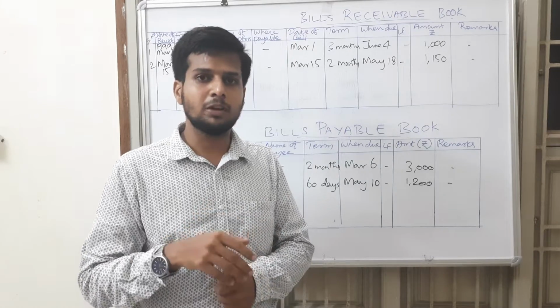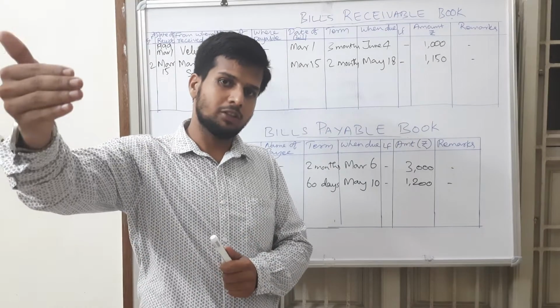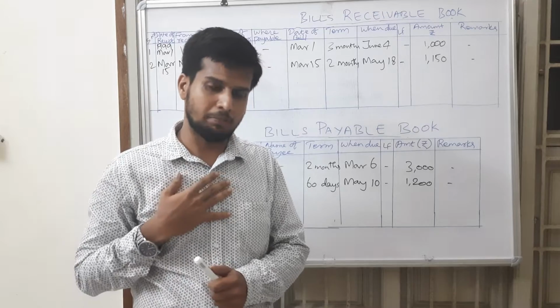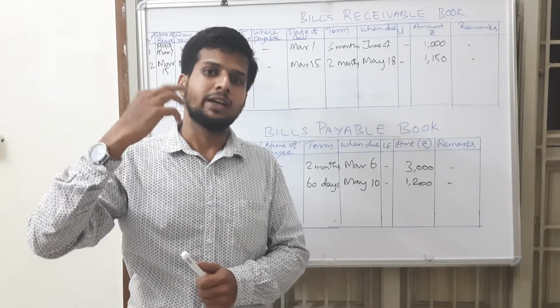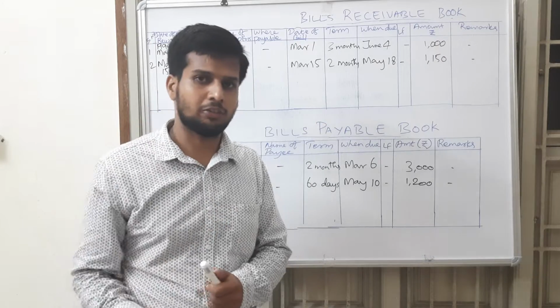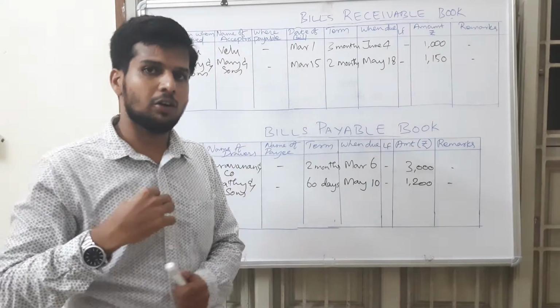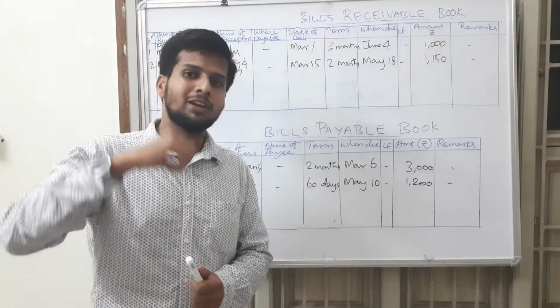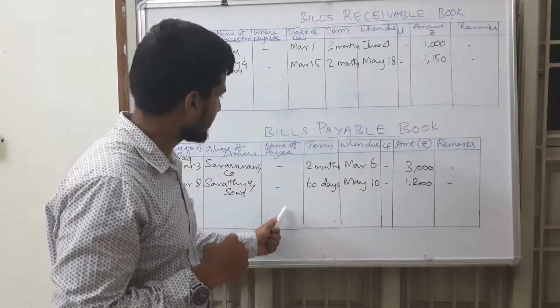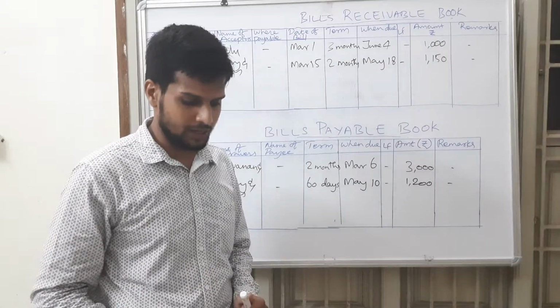So Balaji's bill means Balaji is drawing the bill and we are accepting the bill. When we are accepting others' bill, it is bills payable for us, right? So we are accepting the bill, it is bills payable for us and should be recorded in the bills payable book, right?